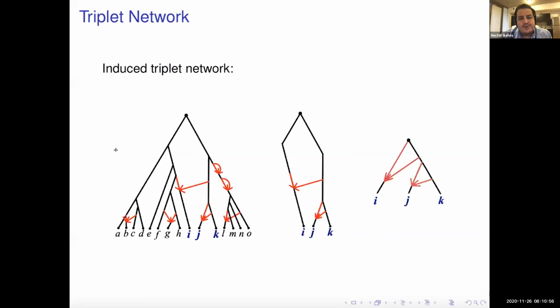which, let me first introduce what a triple network is. So suppose we have a species network, which is like the ones with the tubes, but I just draw it skinny for simplicity, where each edge represents a population. Then for this triple network, you take any three taxa, and then you take all the paths from the root to those taxa, all different paths, and then you suppress degree two nodes, and then if you get something that is hybrid and non-hybrid, you make that hybrid. So the induced triple network of A, i, j, k in this species network is that one.